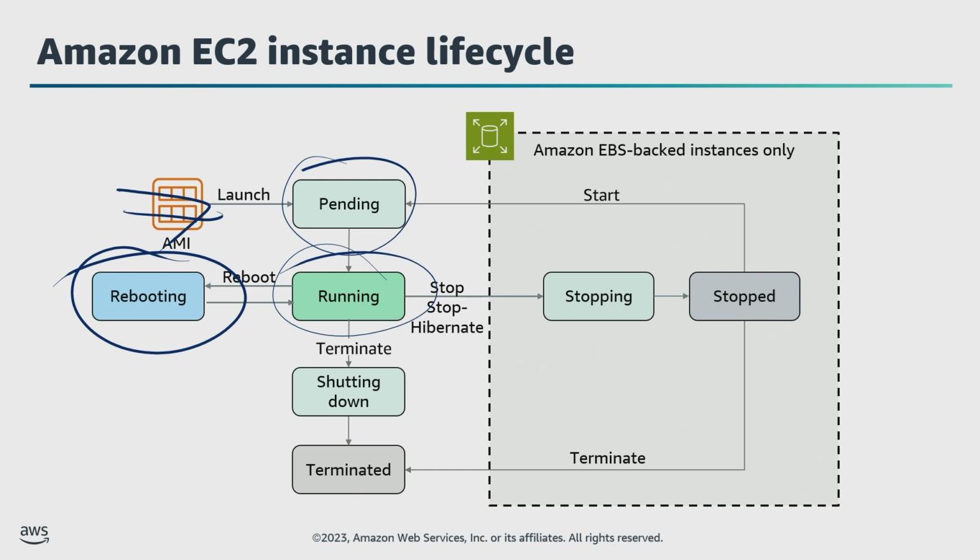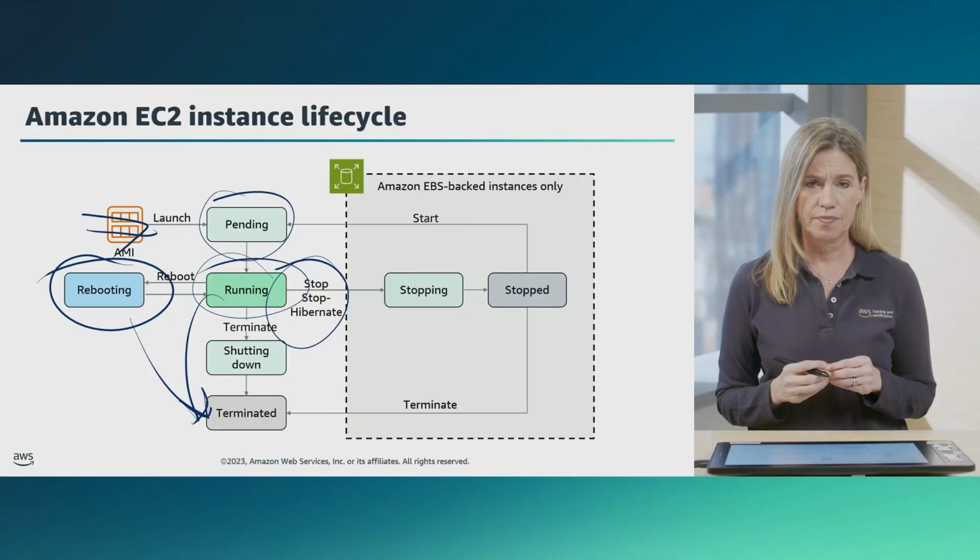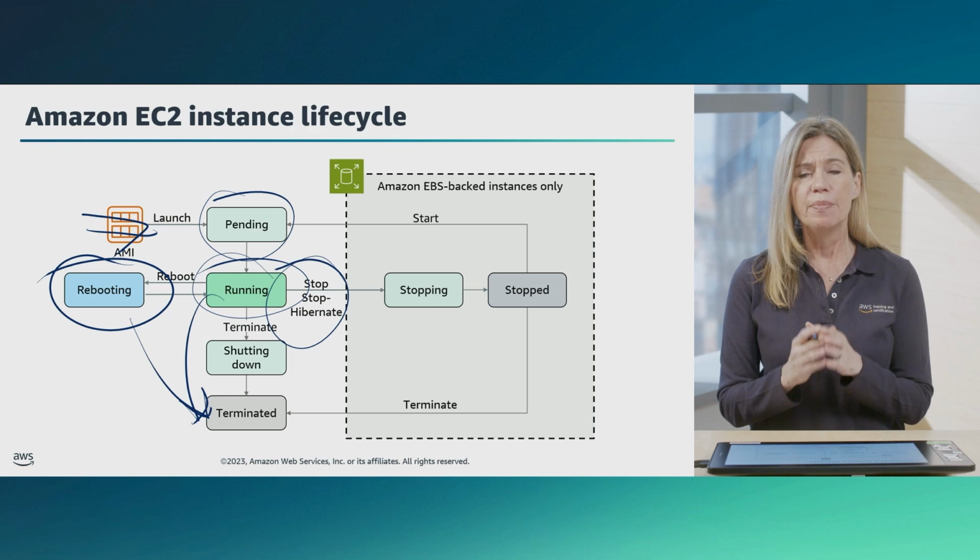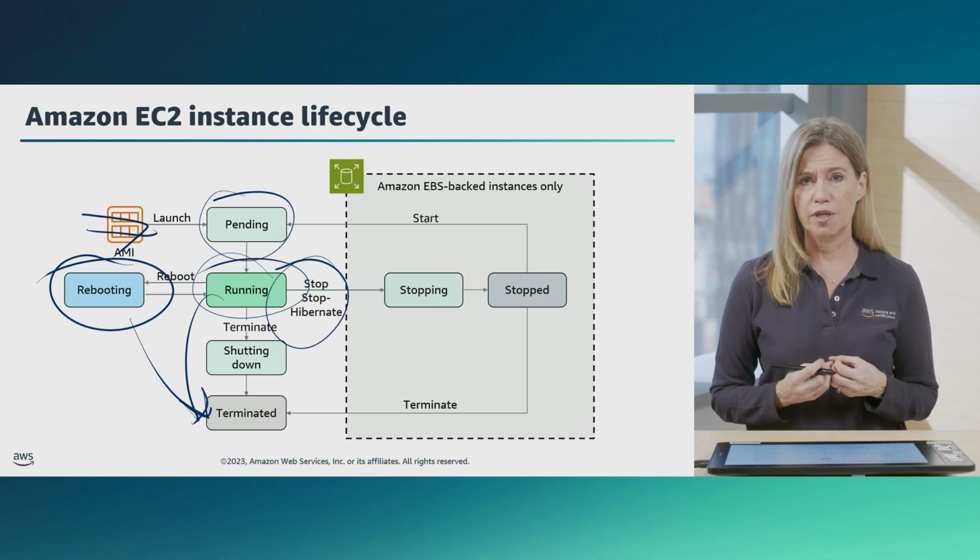You can also terminate an instance from the running state. You cannot connect to or recover a terminated instance. With Amazon EBS-backed instances, you have the additional options of stopping or hibernating an instance and then starting it again. When you stop an instance, it retains its private IP address and elastic IP address if it has one. When you restart the instance, it's typically migrated to a new underlying host computer and assigned a new public IP address.